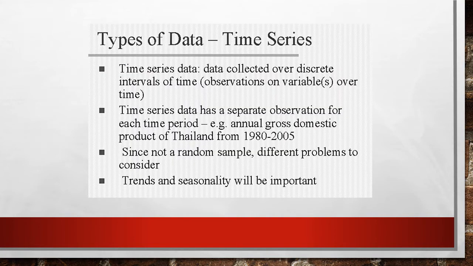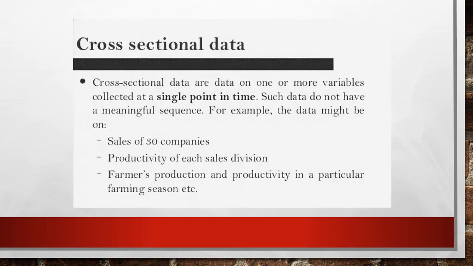In analysis, what is the thing we have to do? We have to make some special arrangement for time series variables. Let's move to cross section. This is the second mode we can have under the types of data.